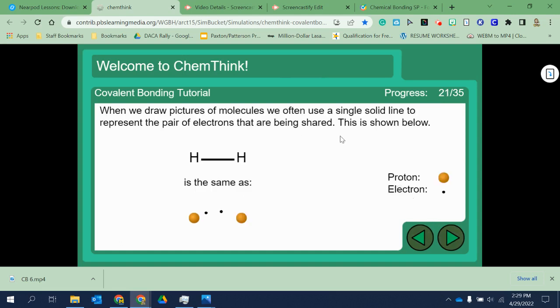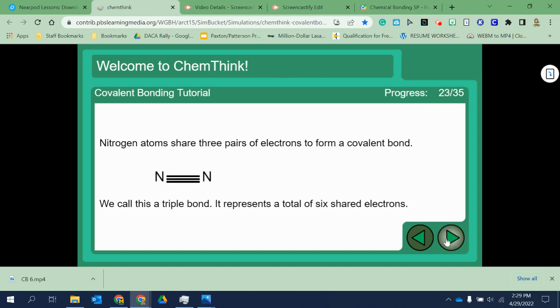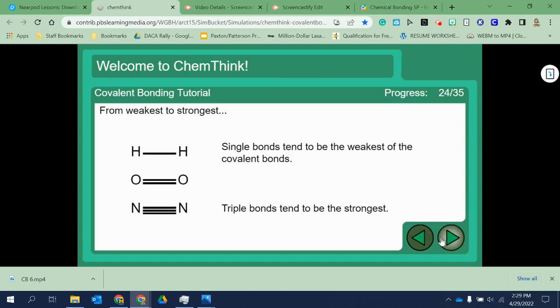Right. And so when we draw pictures of molecules, we often use a single solid line to represent a pair of electrons. So here you have two electrons, you have one line. Here, when you have oxygen, for example, they share two pairs of electrons. So because there are two pairs, there are two lines. Right? This is called a double bond, and it represents four shared electrons. And then the nitrogen atoms, they share three pairs of electrons, and this is called a triple bond. It represents a total of six shared electrons. So this line represents two, the second one two, this third one two. So a total of six electrons, 2, 4, 6.